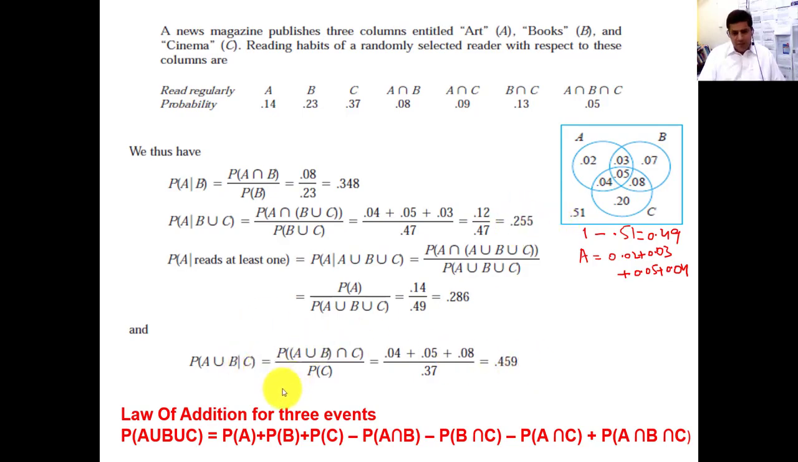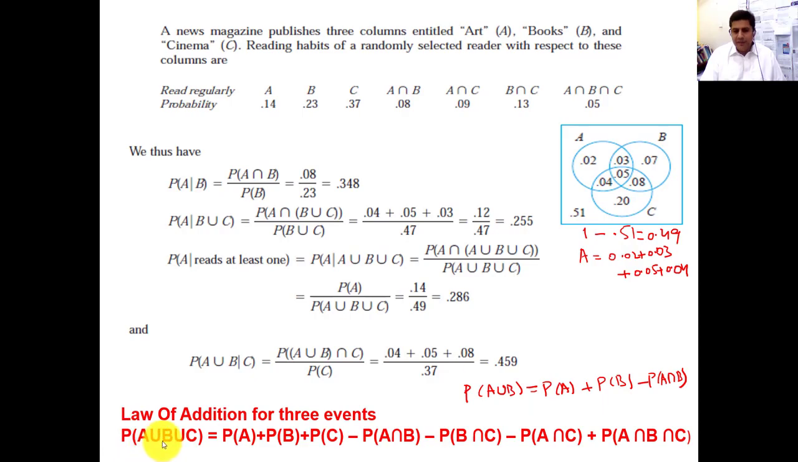You can also use the law of addition for 3 events. Similarly, we also use the law for 2 events. For example, the law for 2 events was: probability of A union B is probability of A plus probability of B minus probability of A intersection B. So this law is for 2 events. How can we write the law for 3 events?